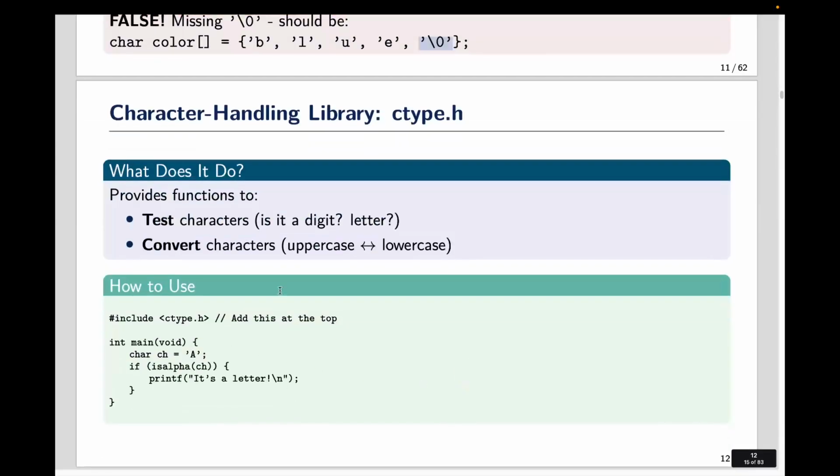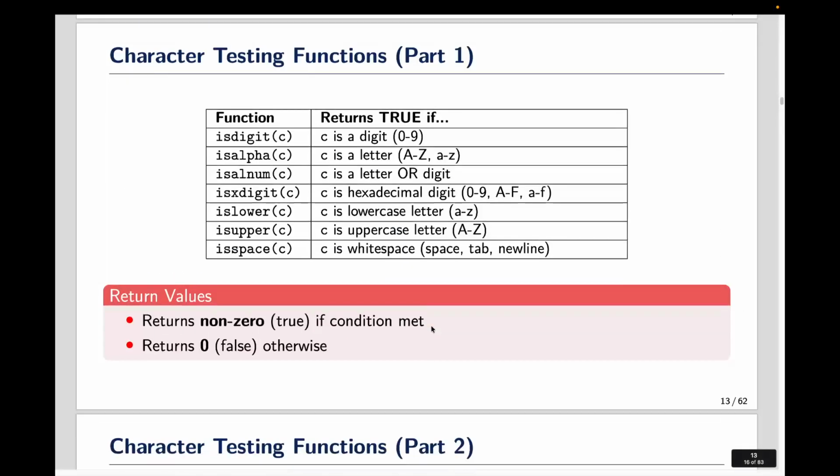Then the same thing, I've already told you about the ctype.h test characters. Is it a digit, a letter? It converts the character from uppercase to lowercase or something like that. And the whole library is over here: isdigit, isalpha, isalnum, alphanumeric, isxdigit, hexadecimal digit, islower, isupper, isspace. So these are the more commonly used ones over there.